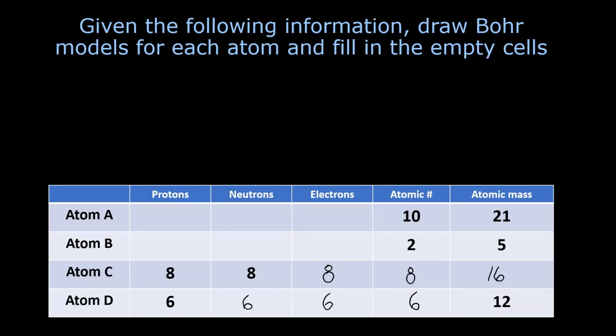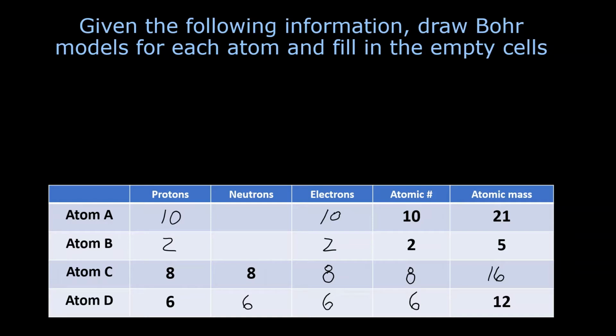Atomic number has been given for atom A and B. So atom A says atomic number 10, must mean it has 10 protons. Also means it's got 10 electrons because they're going to be balanced. Atom B has atomic number of 2. By definition, that's 2 protons, but it will be balanced with the number of electrons and have 2 also. And then we can use the trick that we used on atom D and work backwards.